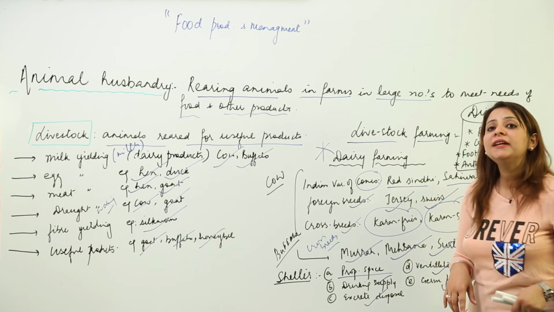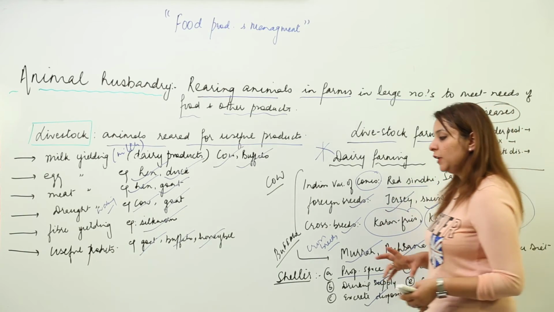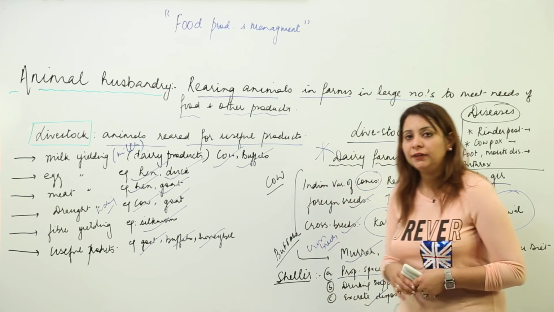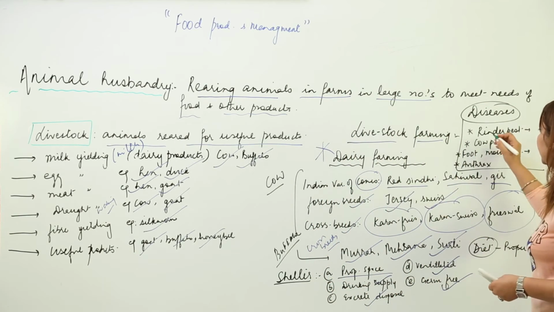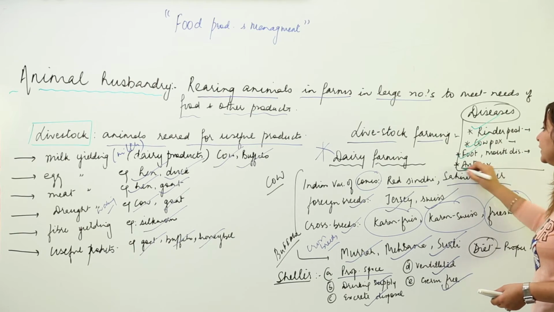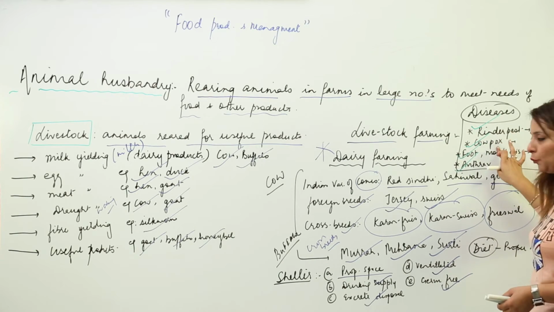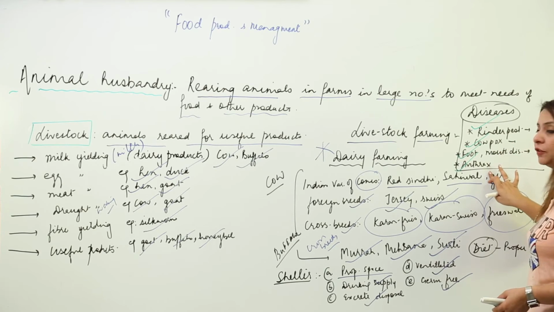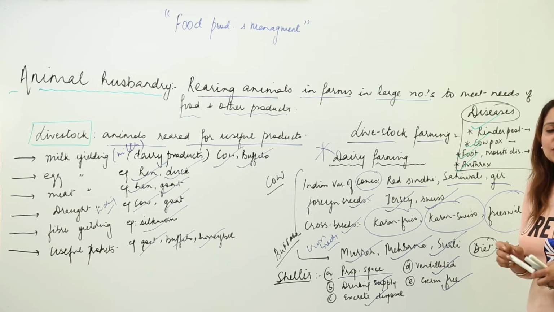Now coming on to disease, we see that there can be certain kinds of disease which can occur in cows and buffaloes, like rinderpest, cowpox, foot and mouth disease, and anthrax. These are the commonly occurring diseases in cows and buffaloes.